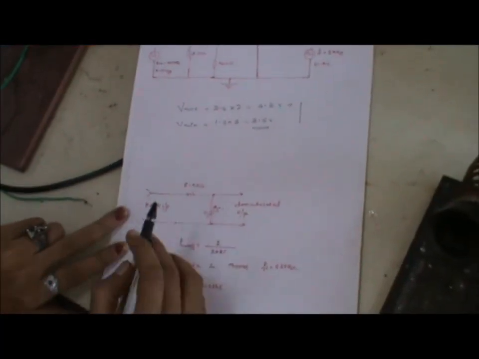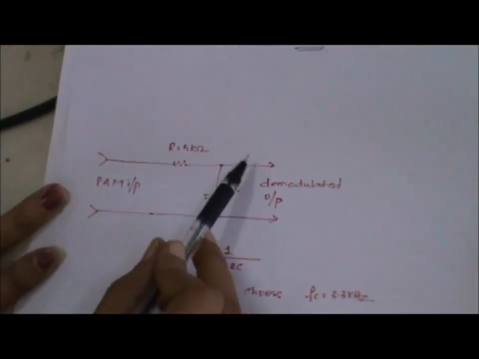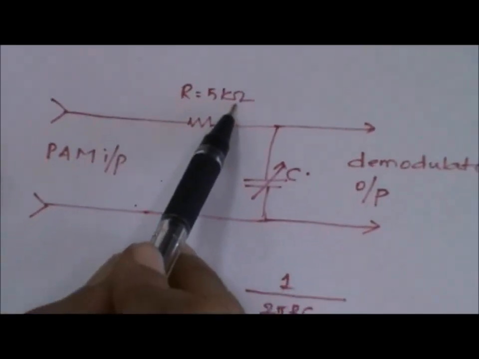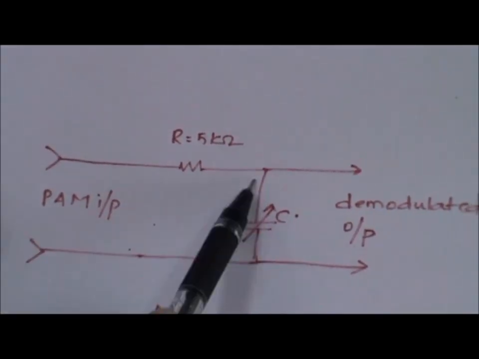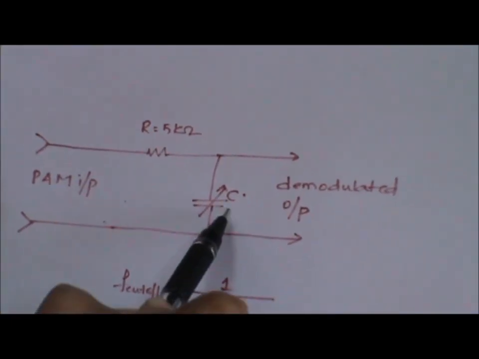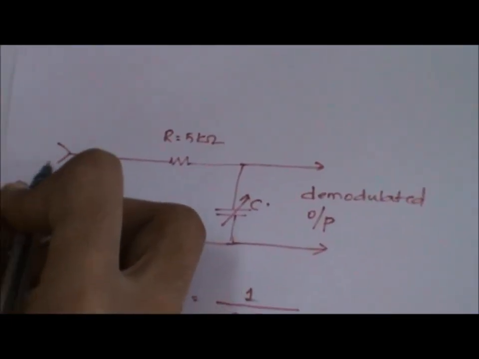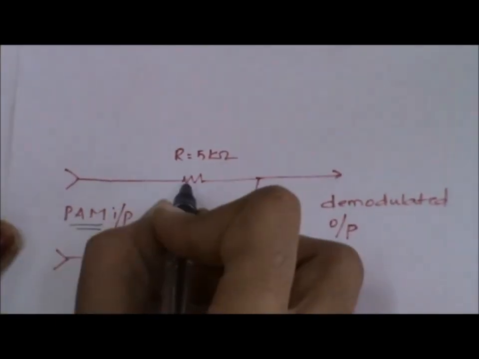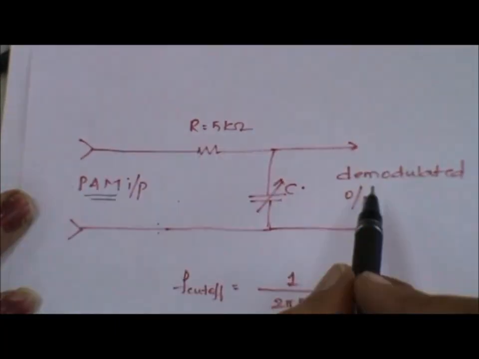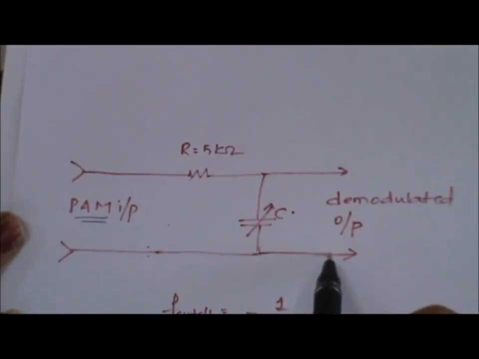Now we'll check the demodulation. The simple circuit which we use for demodulation is a 5 kilo ohm resistor in parallel with your DCB, that is the decade capacitance box, a variable capacitance. So give the modulated output to the resistor, the other one to the resistor pin. You can take the output across the DCB.